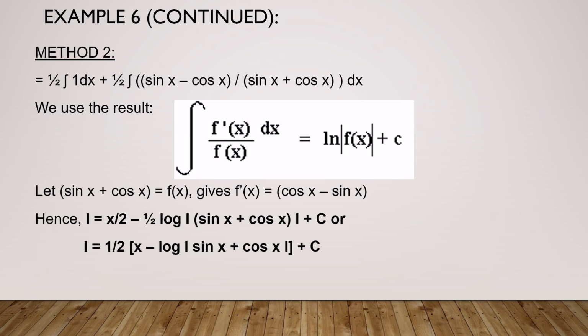So using this rule, directly we can get that the integral is, first term obviously x by 2, second term minus half into log of mod of sin x plus cos x plus c.